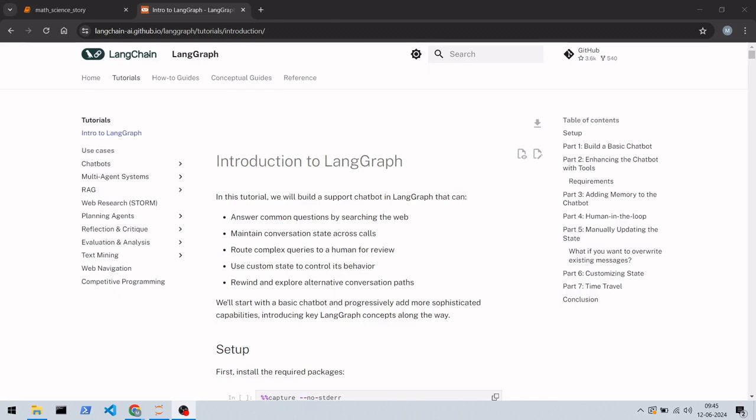Welcome everyone. Multi-agent frameworks help to create complex workflows. There are a lot of multi-agent frameworks available like CrewAI, AutoGen, and LangGraph. In this session, we are going to see a key concept and a simple demo on LangGraph.